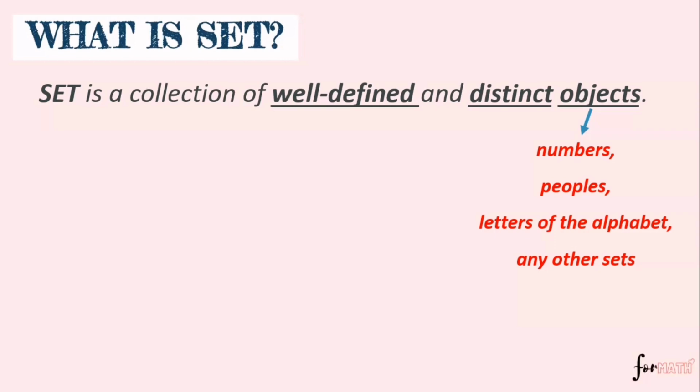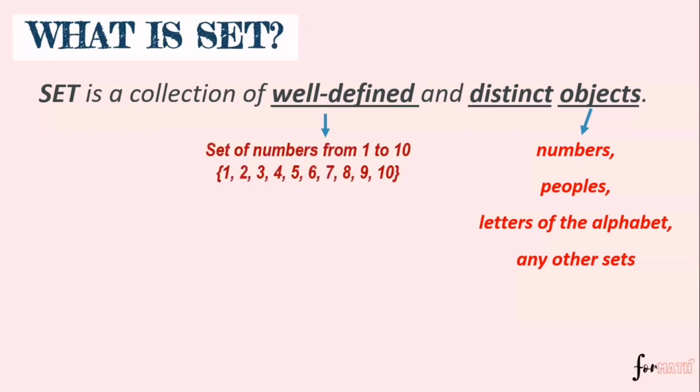For example, we have the set of numbers from 1 to 10. It is a set because we can enumerate the numbers from 1 to 10: 1, 2, 3, 4, etc., up to 10. So when we say well-defined, we can always find out whether a number belongs to the set or not. Now, when we say distinct, it means we can see the difference between the elements of the collection.